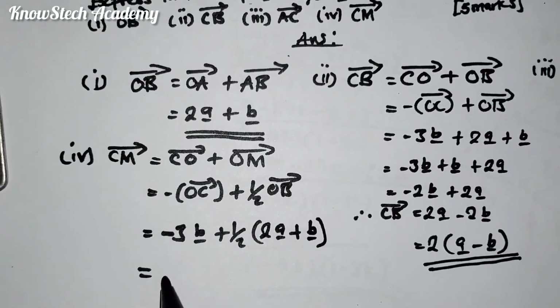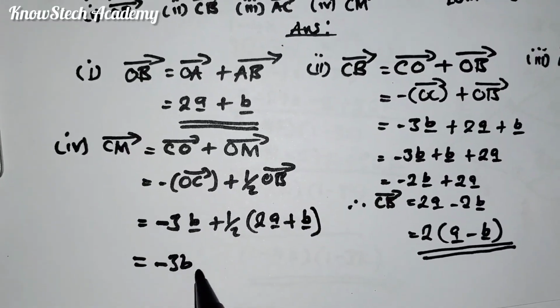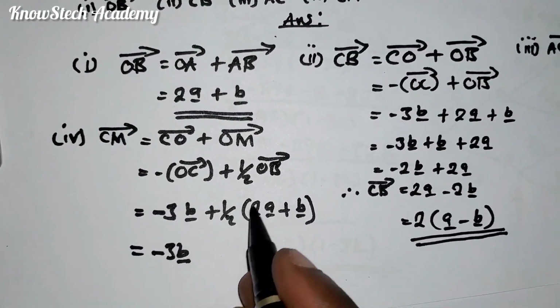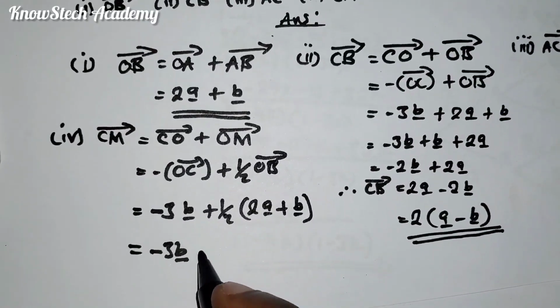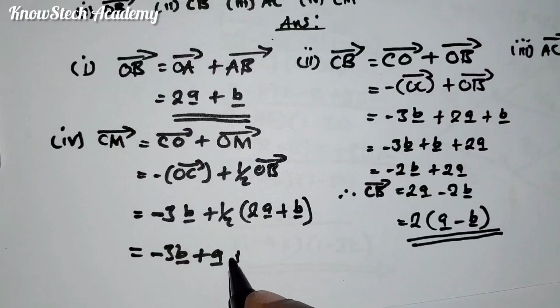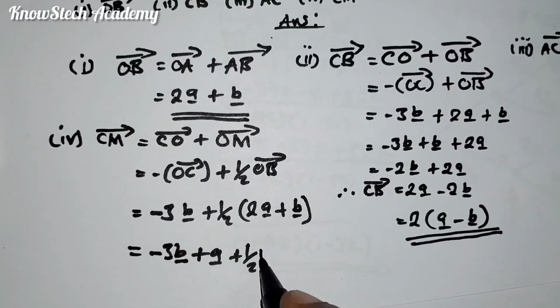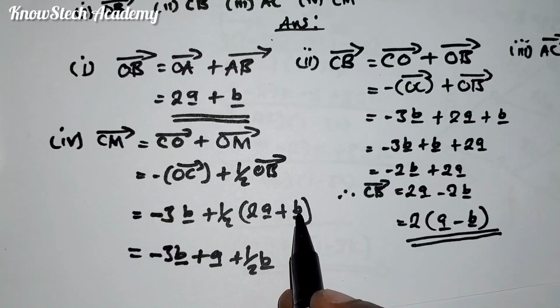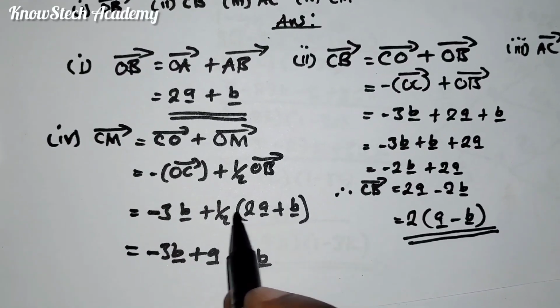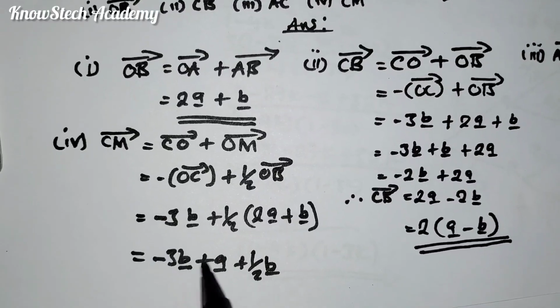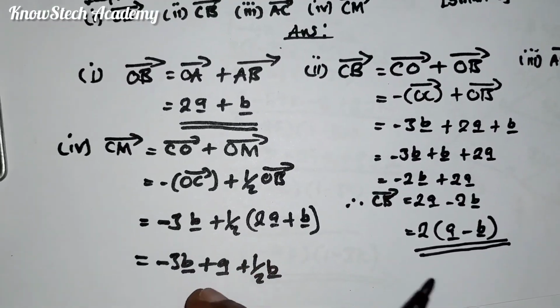Then here you have negative 3 vector B, and half of 2 vector A, which is just vector A. Then here it will be 1 over 2 vector B, because this B will be just attached. 1 times half is just the half. We have like terms: B here and B here.